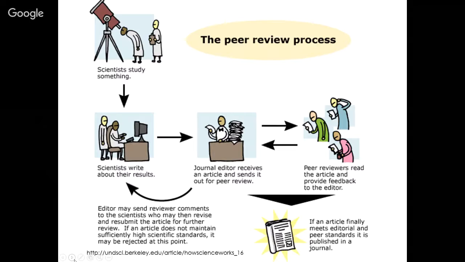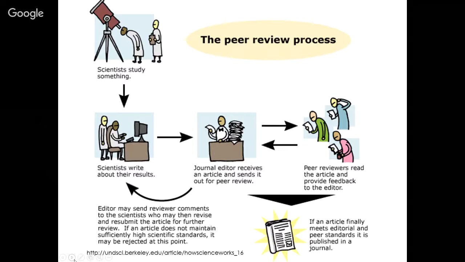Scientists write about the results, and then they send it to a journal. The journal editor first checks it to make sure that it has come to the right journal, and then they do a series of very basic technical checks before they send it to the peer reviewers. So these are your peers who will read the article and provide feedback back to the editor. The editor then examines the comments from the peer reviewers, and depending on the nature of their comments, they can do one of 3 things.